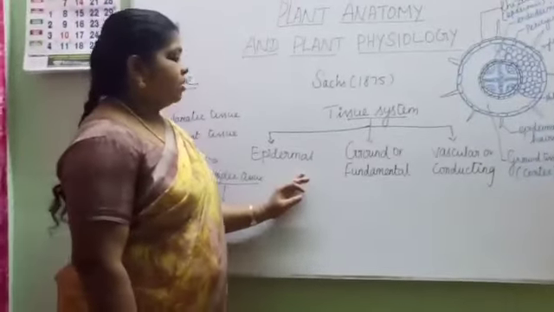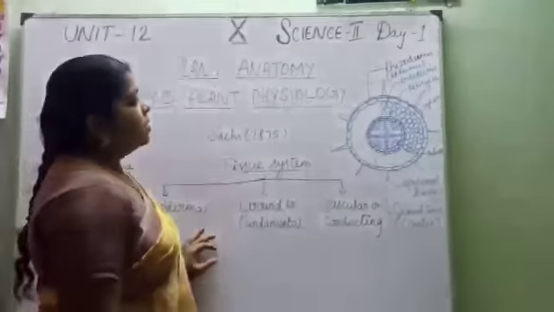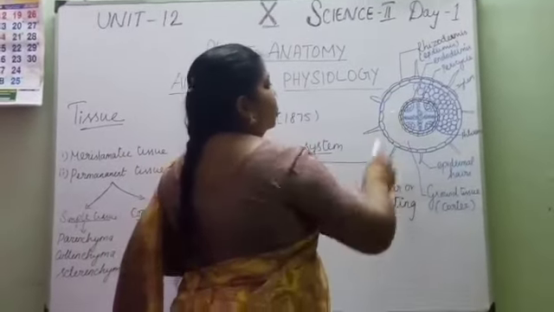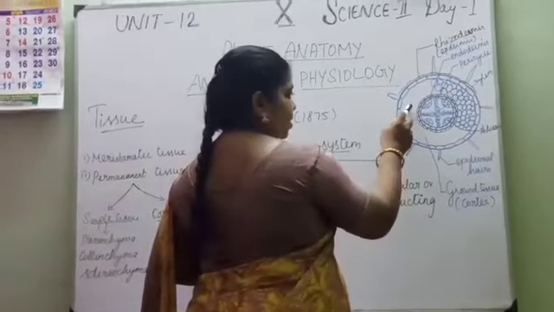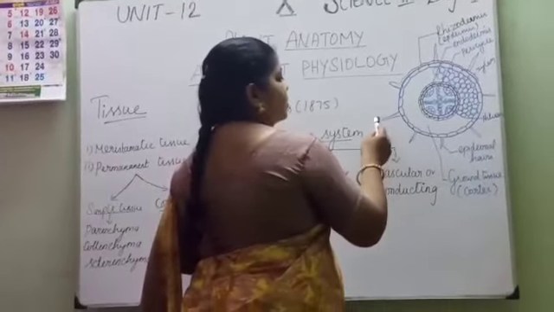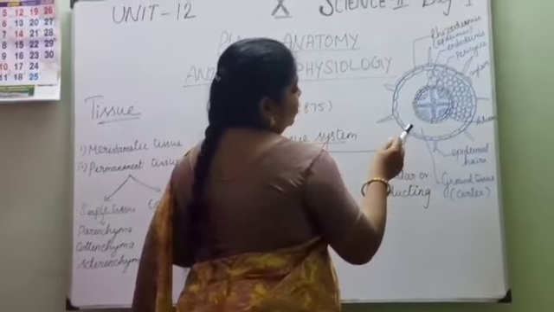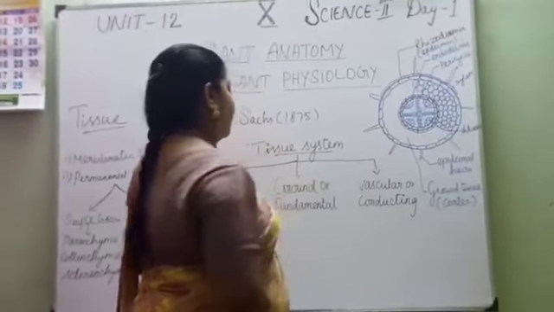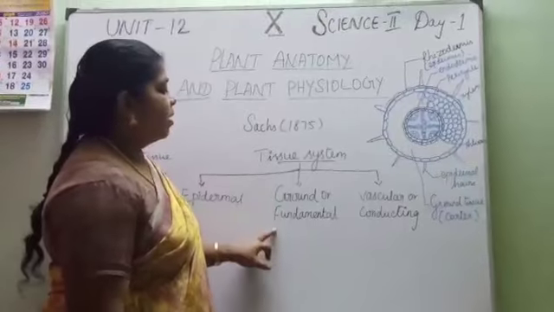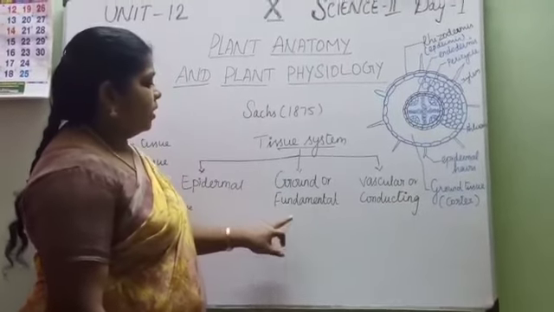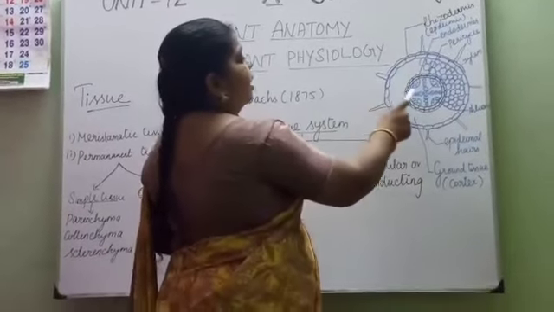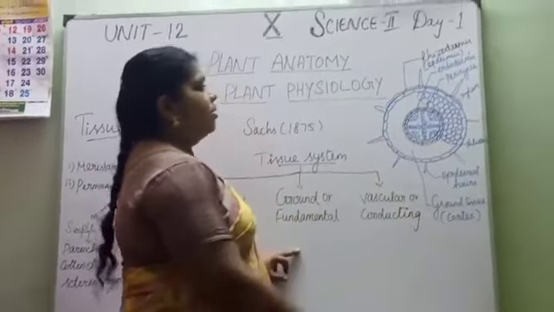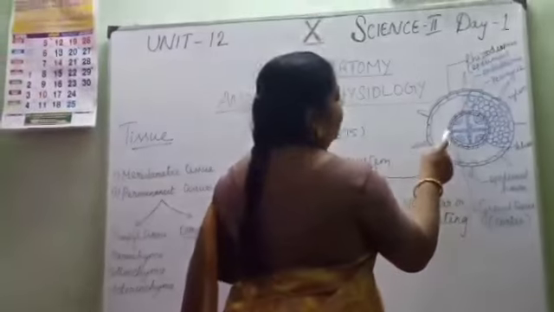Functions of epidermal tissue system. Epidermis protects the inner tissue. Stomata helps in transpiration, and root hairs absorb water and minerals from the soil. Next, ground or fundamental tissue system. It includes all the tissues except epidermis and vascular tissue, like cortex, endodermis and pericycle.